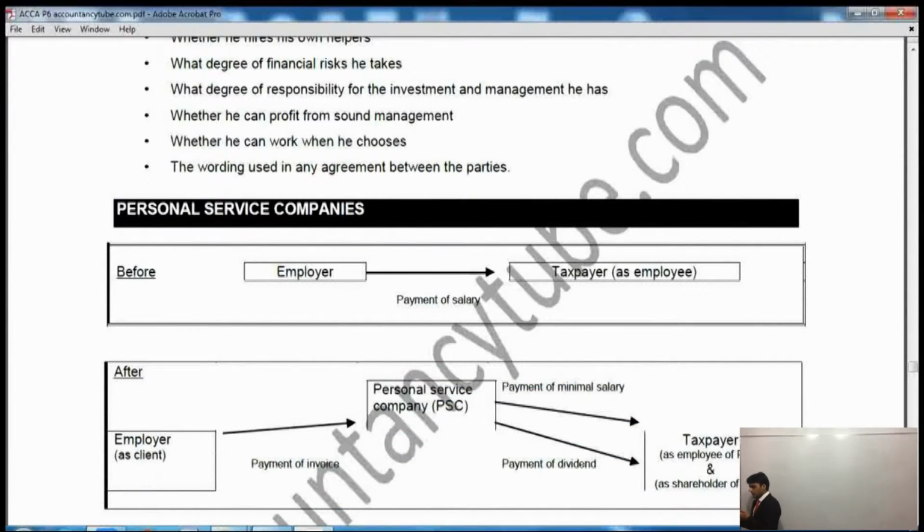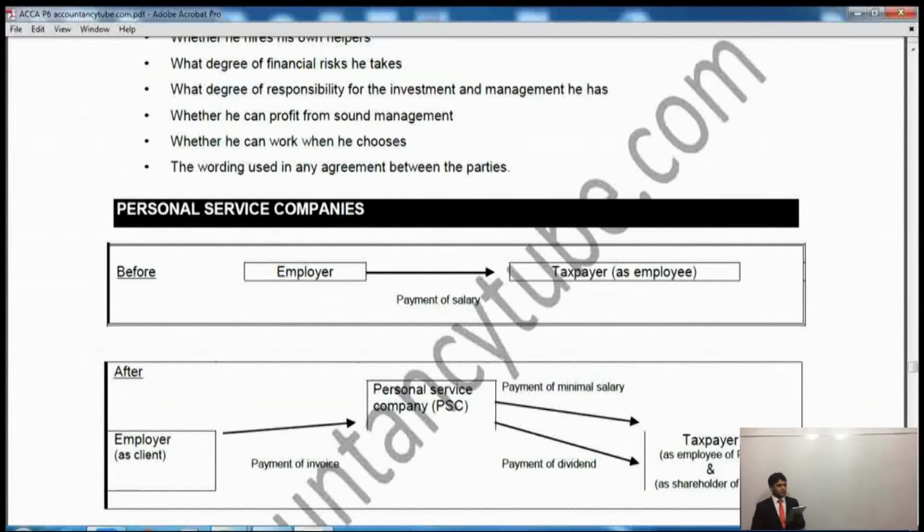So the next one is the wording used in an agreement between the parties. So whatever my contract is, what was the wording in the contract? I will have to see the contract again. I can't remember it, but I assume that the wording will say I am employed by AccountancyTube.